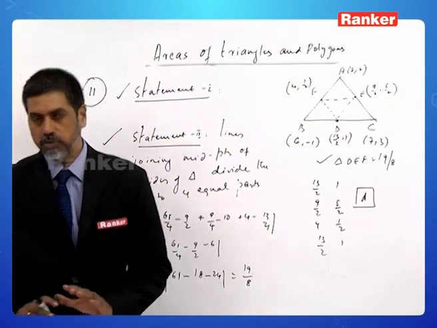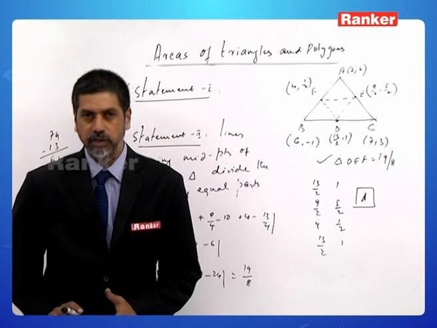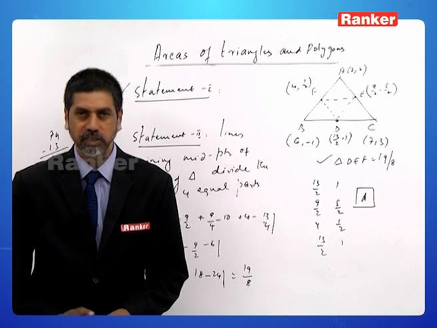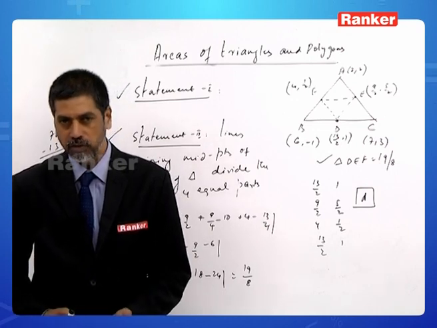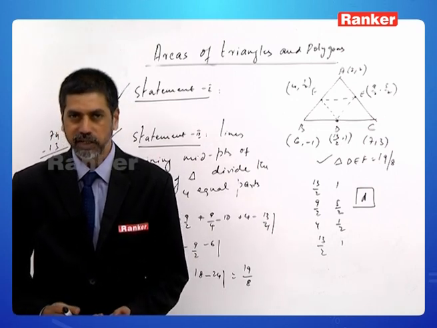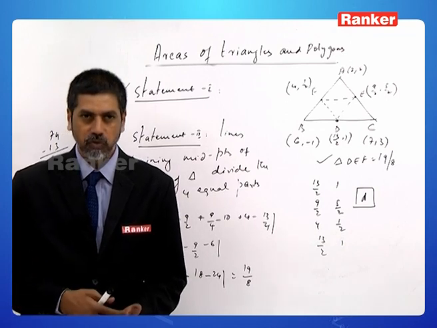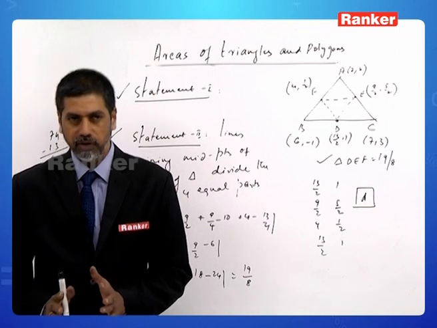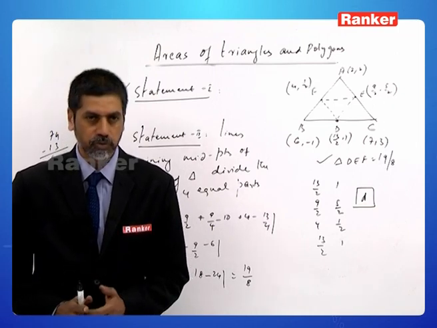So these are some problems basically on areas of triangles and polygons based on different types of testing methods. So at the base, you must be able to compute the areas correctly. In case parameters are involved, study the conditions carefully and then identify which one should be rejected and which one should be accepted.